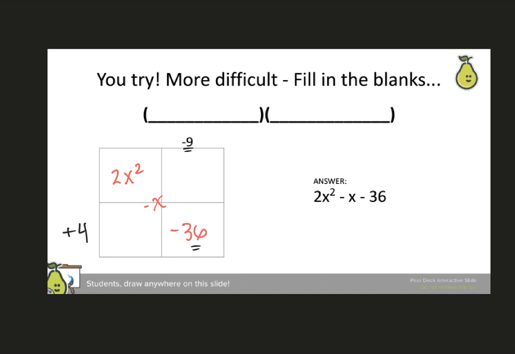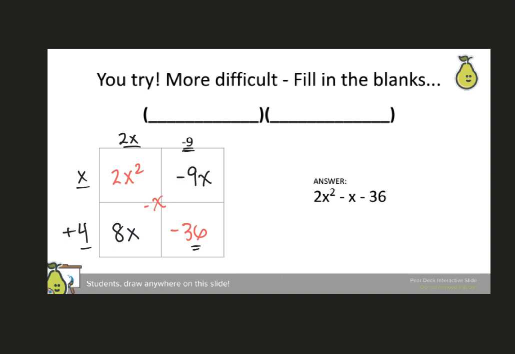And then from here, we can think about this x squared term over here, and we know that in order to make x squared, it has to be a 2x and an x. So I'm not really sure where the 2x is going to go and where the x is going to go, but I'm going to guess the 2x goes here and the x goes here, and let's see if we can fill out the rest of this. Well, if this is 2x and this is 4, that would mean this is 8x. And then if this is x and this is negative 9, that would be negative 9x.